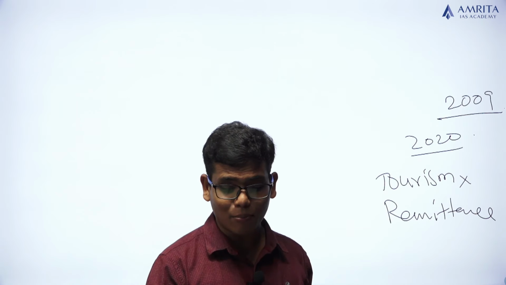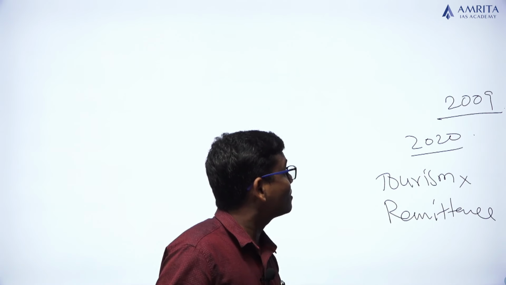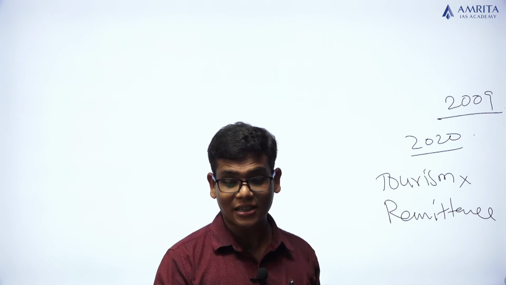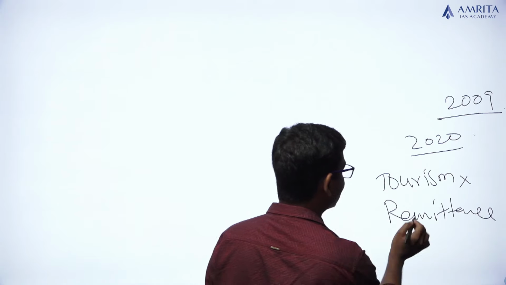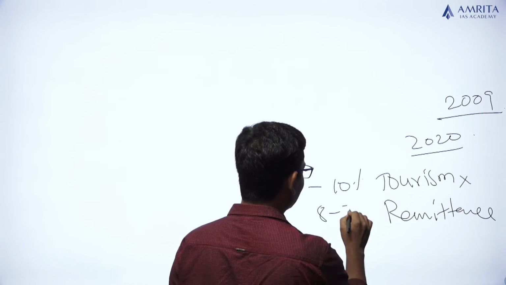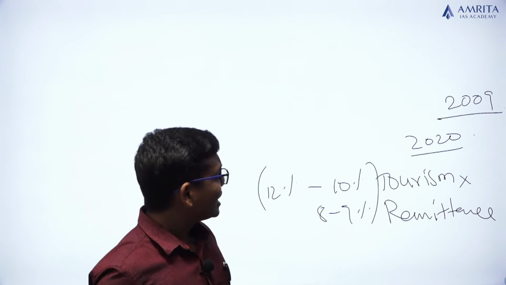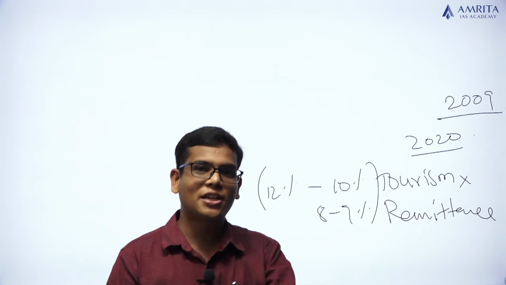And if I want to give the number, tourism is almost 10% of the GDP. So 10% of the GDP is contributed through the tourism sector, and sometimes it can extend up to 12% also. Remittances are 8 to 9% of your GDP. That means 20% of your GDP is coming from tourism and remittances.